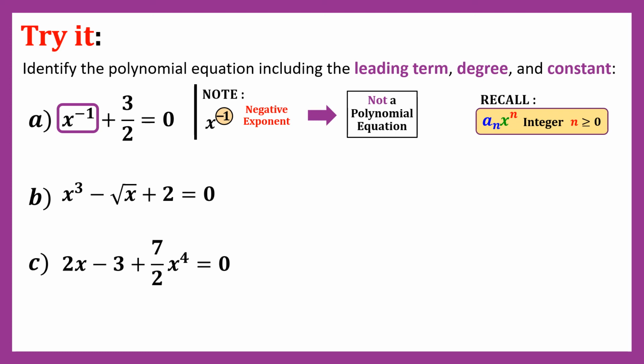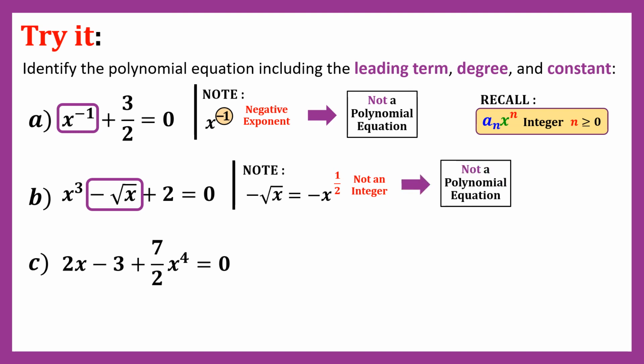The second equation reads x cubed minus the square root of x plus 2 equals 0. Reading the middle term, we have a negative square root of x. Here we must note that this term can be rewritten as negative x raised to the power of 1/2. In other words, the exponent is not an integer. For this reason, our second example is not a polynomial equation.